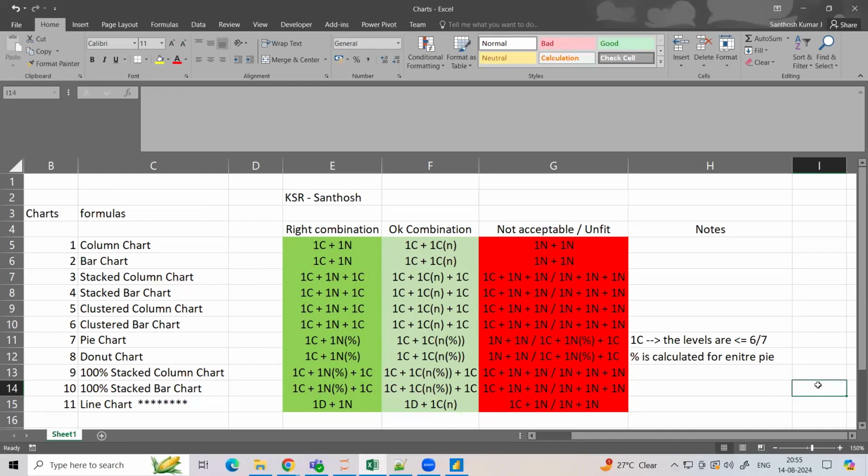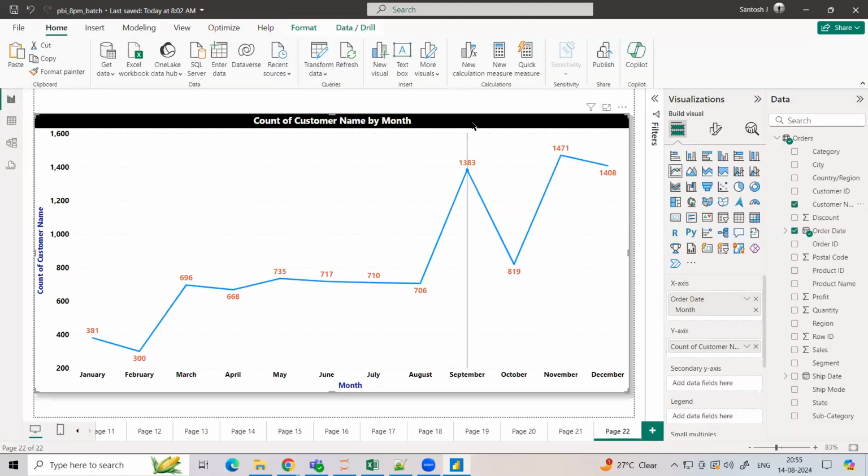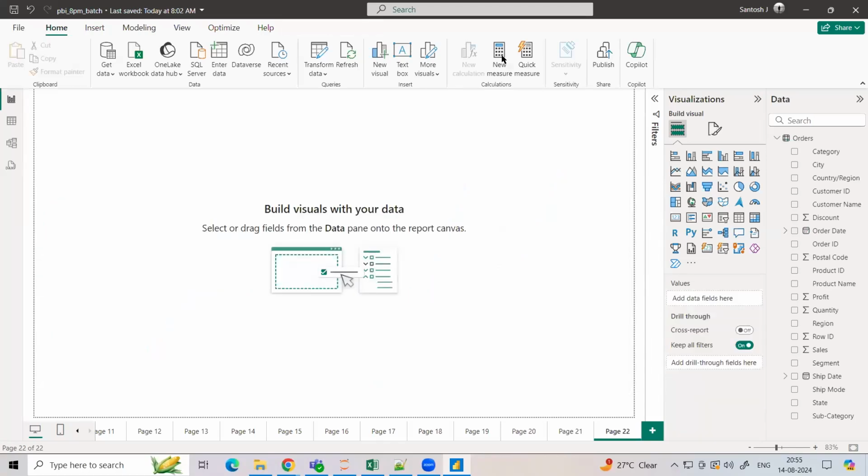Yes. Why is the voice going down? Is it not clear? Clear. Okay, clear. Now let's get one more chart.